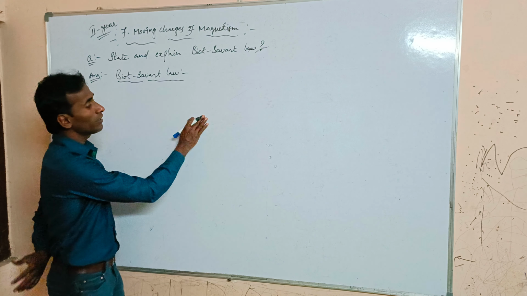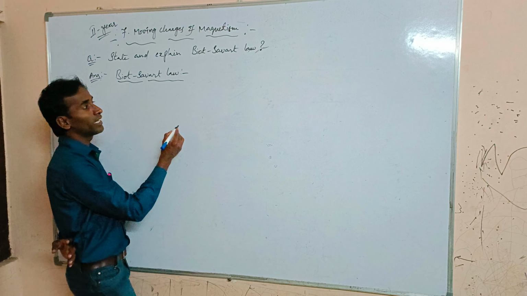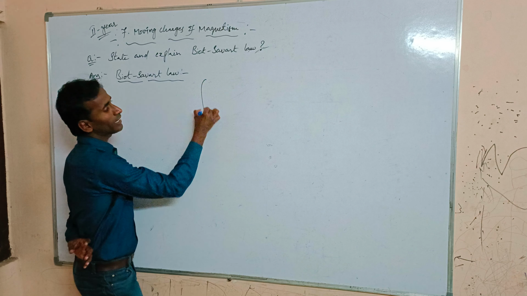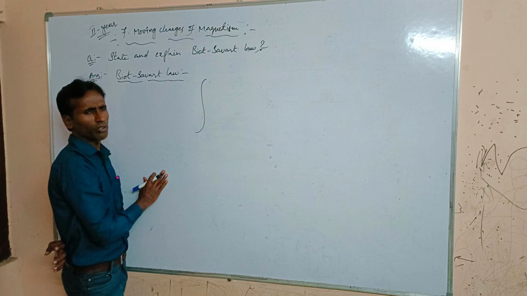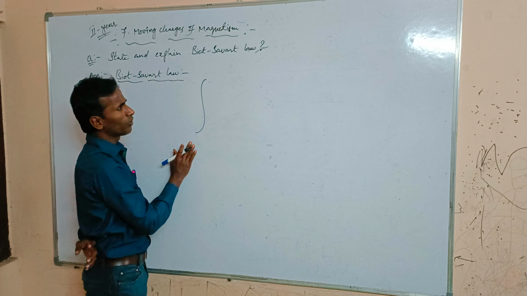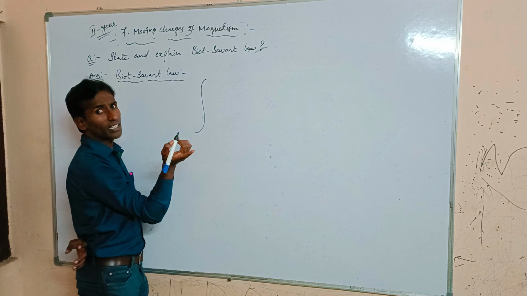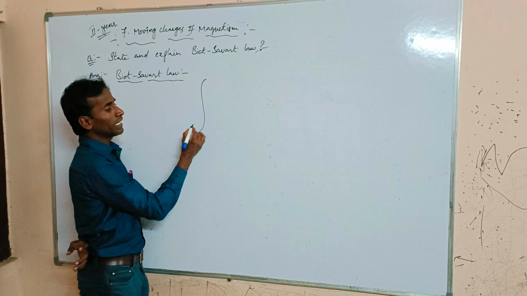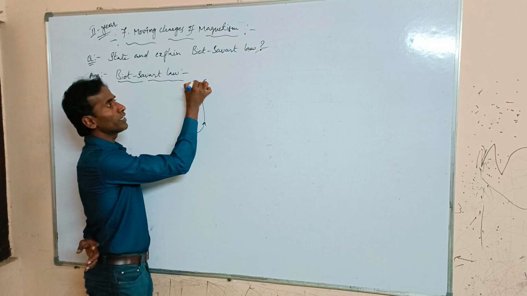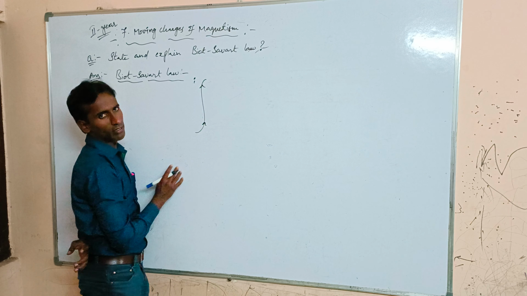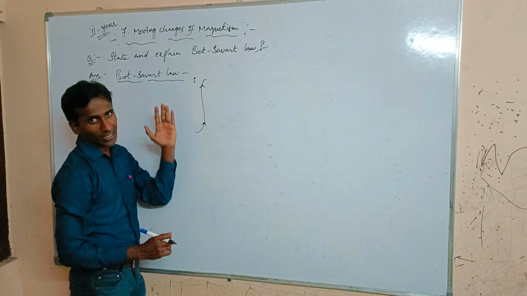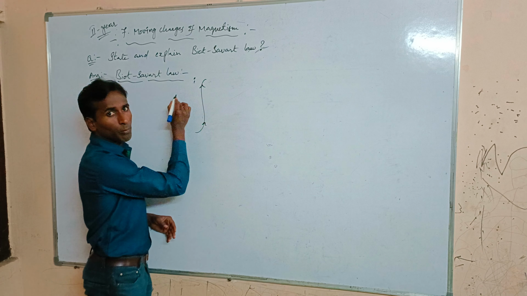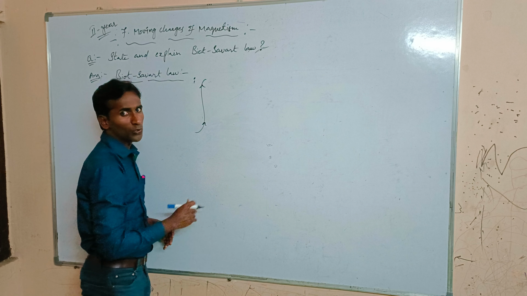And now see here, for that Biot-Savart law, let us consider we are taking one conductor, of any shape. The direction of current is along the upward direction. When the current passes along the upward direction, it produces some field around it. Everyone knows this.